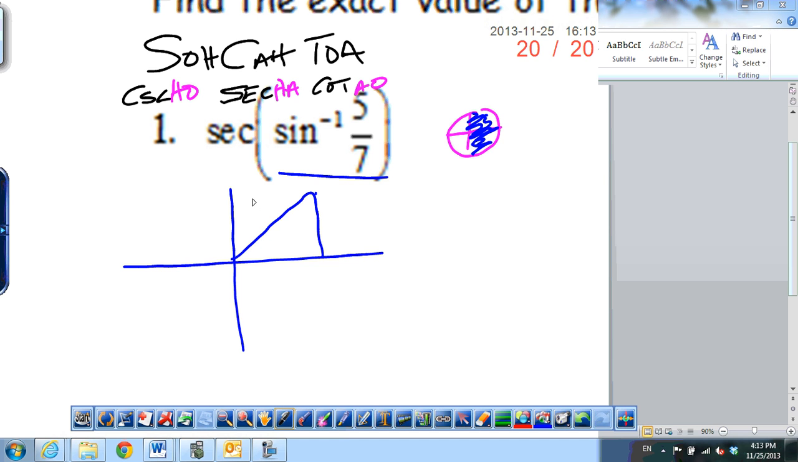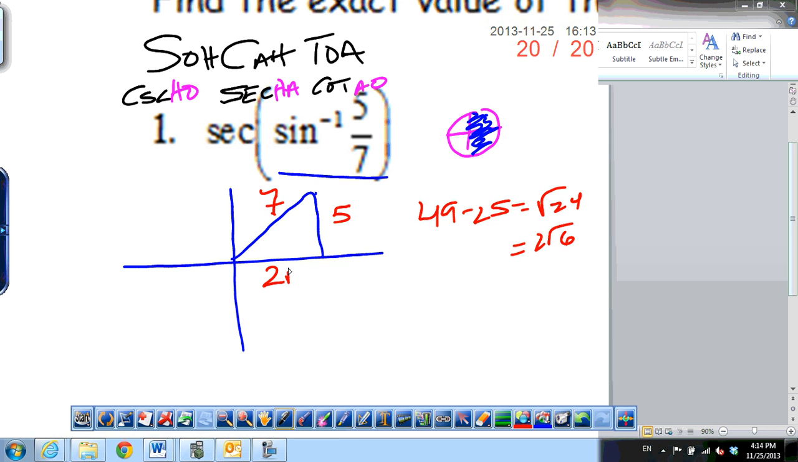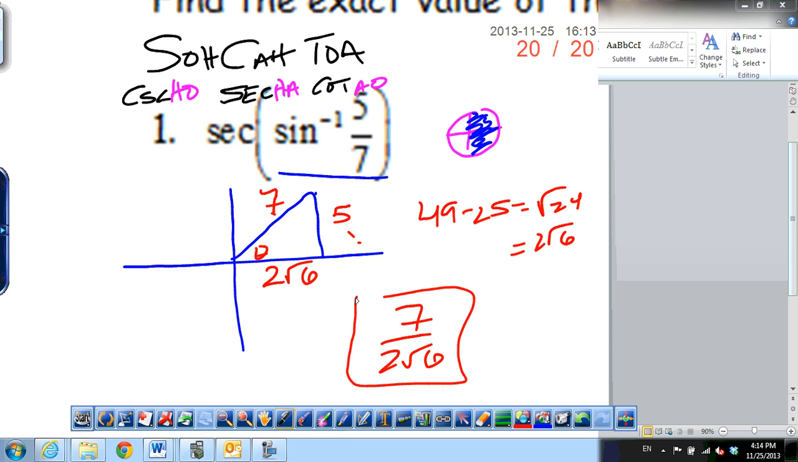Okay. So since sine is 5 over 7, that means this guy is 5, and that is 7. If I want to figure out what this last side is, Pythagorean theorem, right? So 49 minus 25, that gives me the square root of 24, which is 2 root 6. So this guy is 2 root 6. Secant is hypotenuse over adjacent, so in relation to theta, my adjacent, so 7 over 2 root 6. Okay.